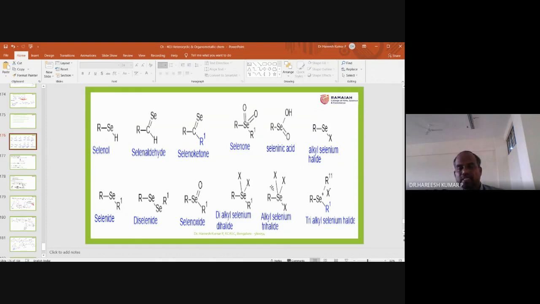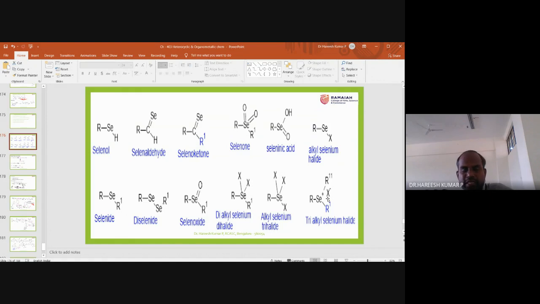Then here three halides are attached, and this will be alkyl selenium trihalide. And then, look here, R, Se, R''. The R'' indicates R1, R2, R3, all three different groups, maybe a methyl, propyl, butyl, something like that. The name of this compound is trialkyl selenium halide. So with this, I will go to the next slide.